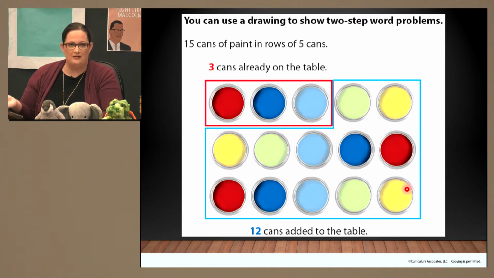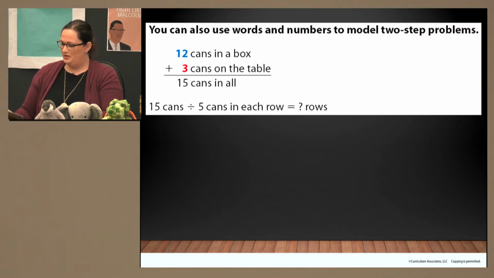How many rows are there? 3. You can also use words and numbers to model a 2-step problem. This is kind of what I did. I did 12 plus 3 equals 15 cans in all, and then I took the 15 cans and I divided it into each row, and I found 3 rows.